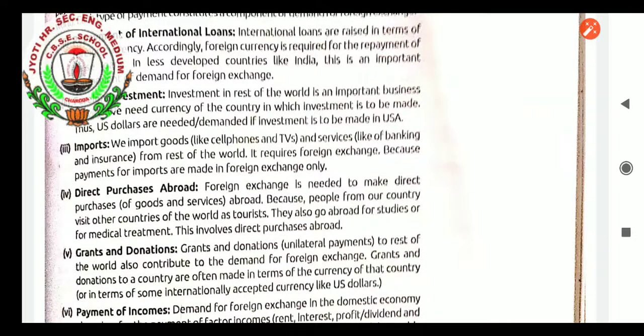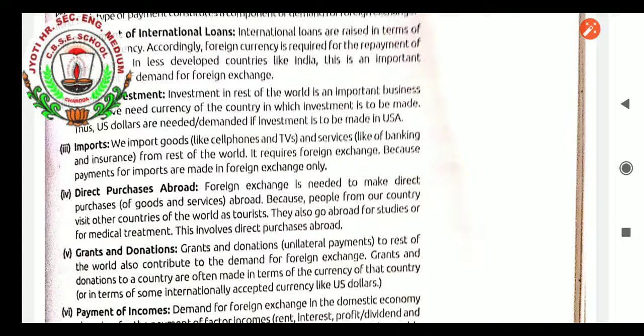Imports. Imports means when we purchase goods from a foreign country. Foreign businesses want the payment for the goods to be made in their currency. So for that also foreign exchange is needed. The currency of one country must be converted into the currency of the country from where we are purchasing the goods. We import goods like cell phones and TVs and services like banking and insurance from the rest of the world. It requires foreign exchange because payment for imports is made in foreign exchange only.